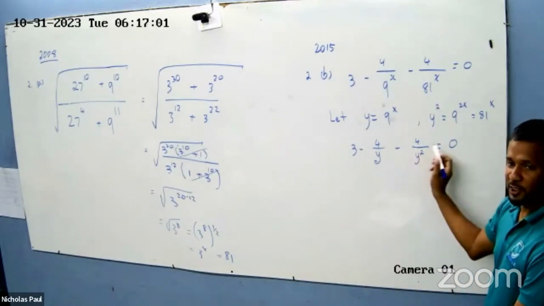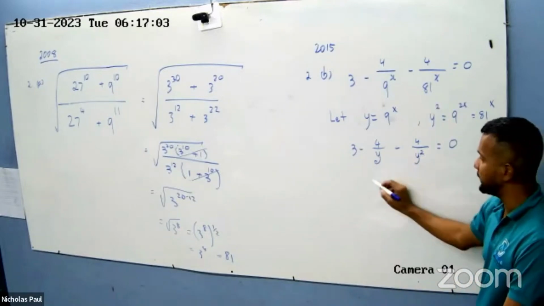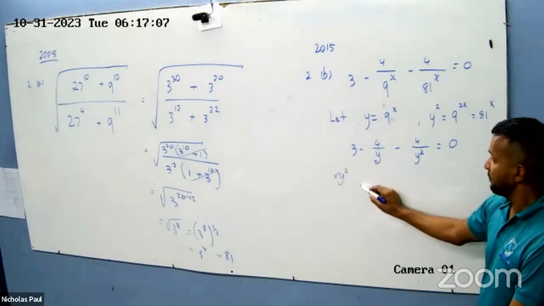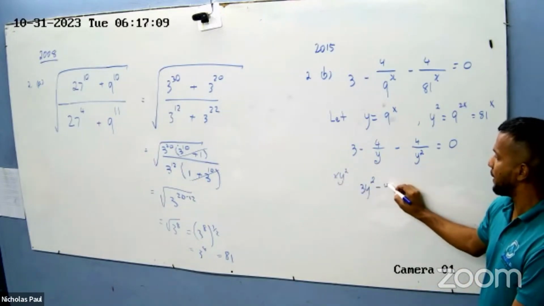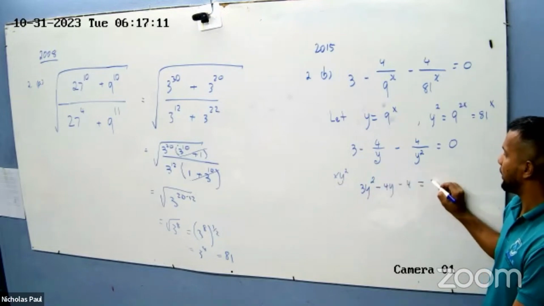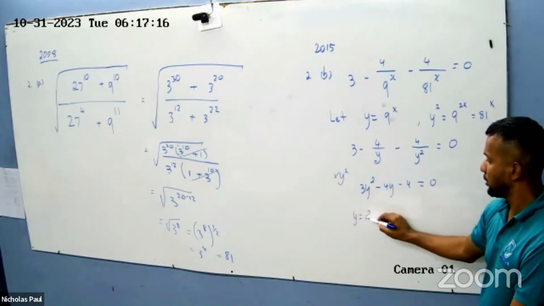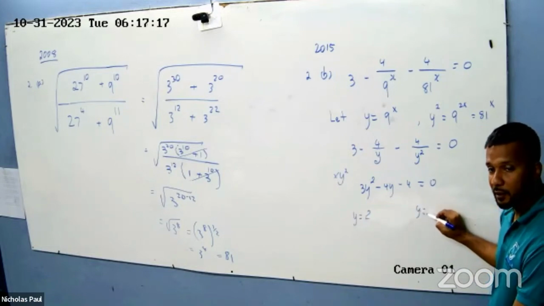Right? But it's fractions, right? So you don't want to work with fractions. So you multiply everything by y squared. So you'll get 3y squared minus 4y minus 4 is 0. y is 2 and y is minus 2.